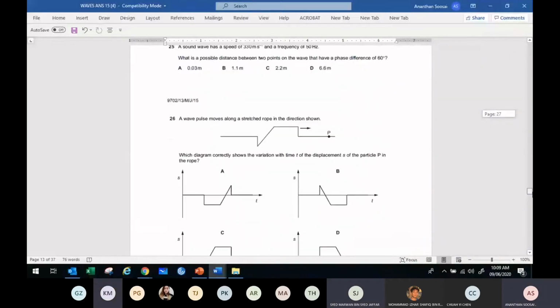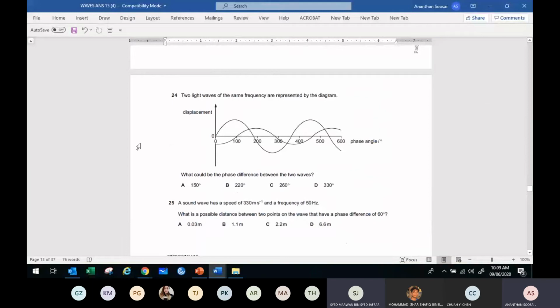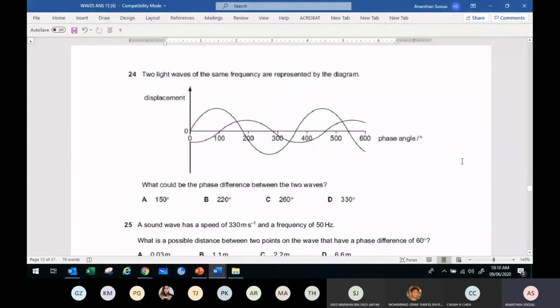Question 24, all these are phase difference. Page 27, question 24. The others who haven't tried, give a try. Two light waves of the same frequency are represented by the diagram. What could be the phase difference between the two waves?